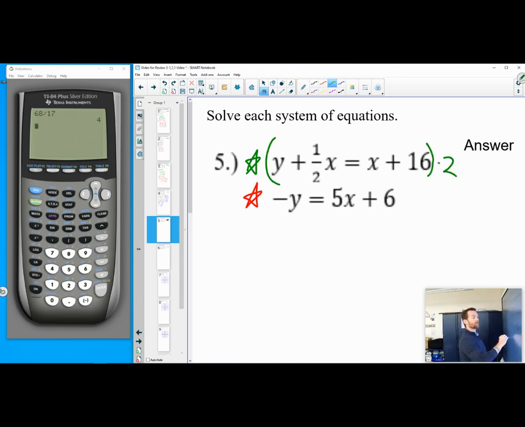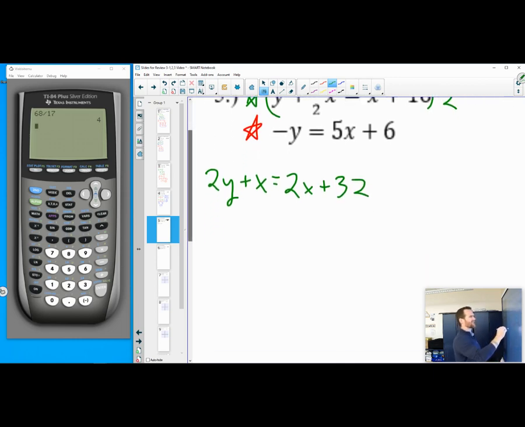So then the first equation becomes 2y plus x equals 2x plus double 16 is 32. And then let's get the x's together. So let's just subtract x. Again, you don't need to do all these steps. I think it's going to make the substitution easier though. So 2x minus x is x plus 32.